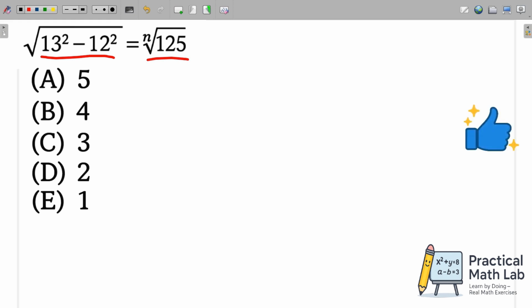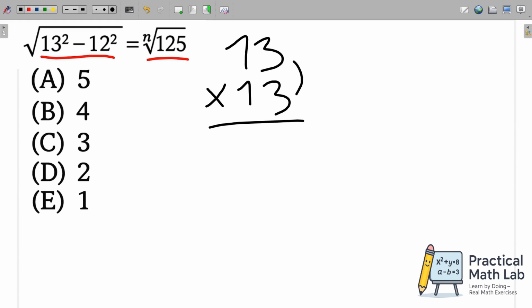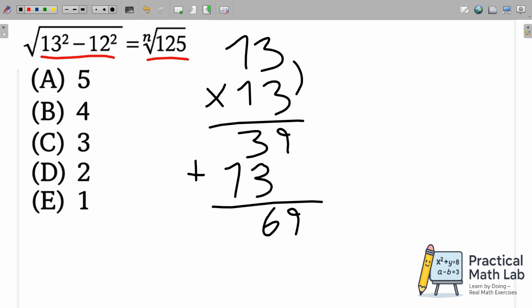13 squared is the same as 13 times 13. 3 times 3 is 9. 3 times 1 is 3. 1 times 3 is 3, and 1 times 1 is 1. We add it up here and we get 9. 3 plus 3 is 6, 169.